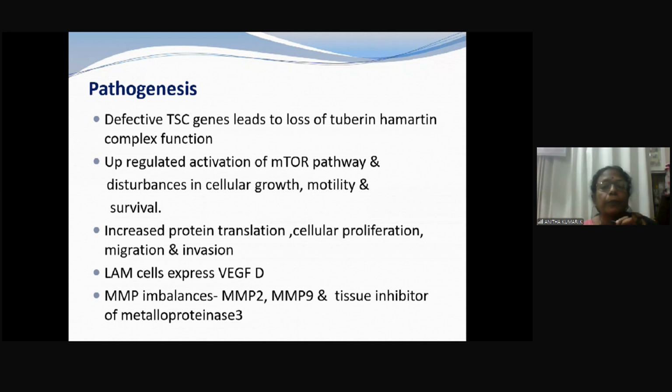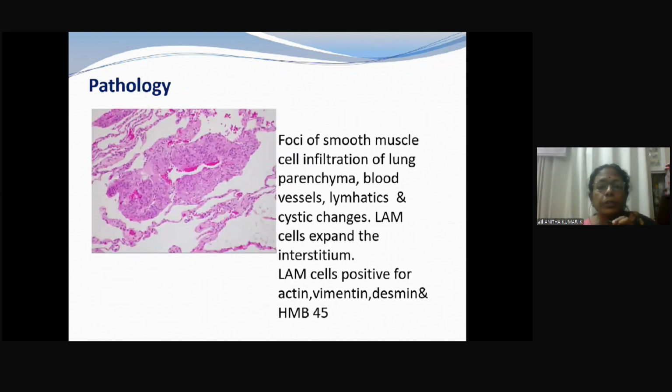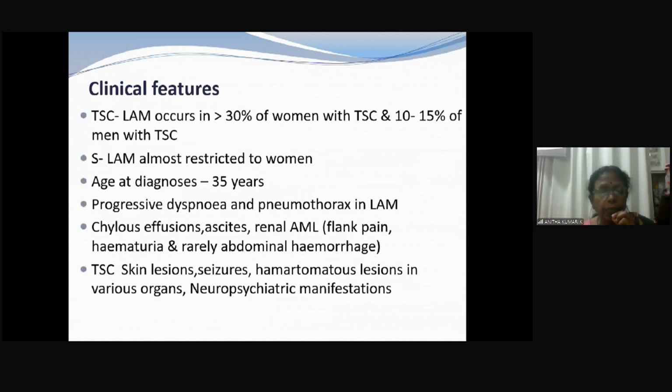You see that there are foci of smooth muscle cell infiltration of the lung parenchyma, blood vessels, and lymphatics, and in addition to that, there are cystic changes with expansion of the interstitium. The LAM cells are positive for actin, vimentin, desmin, and HMB45.